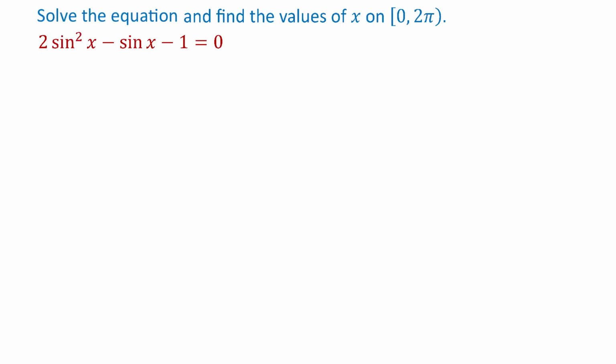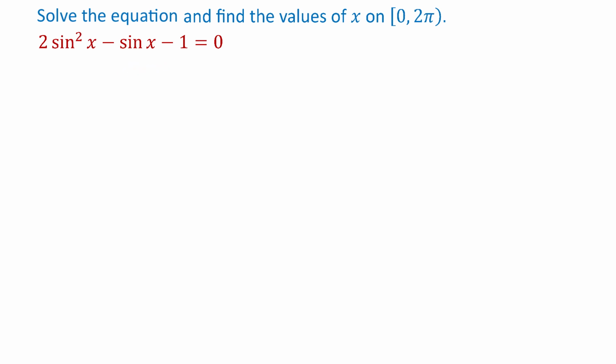Hello! In this video, we will solve the equation 2 sine squared of x minus sine of x minus 1 equals 0, and we will find the solutions on the interval from 0 to 2 pi. Notice that the left side has 3 terms.